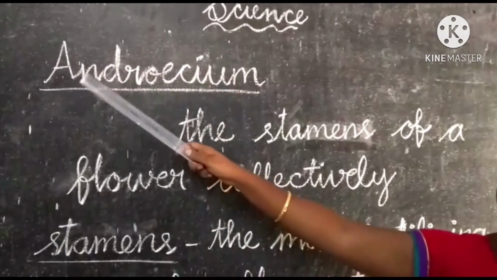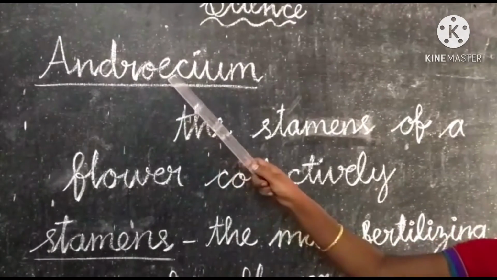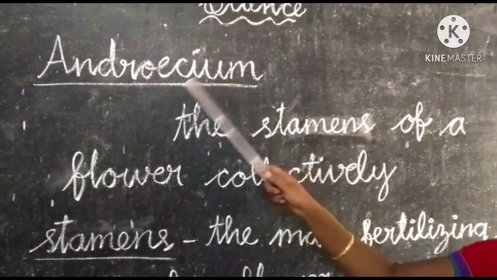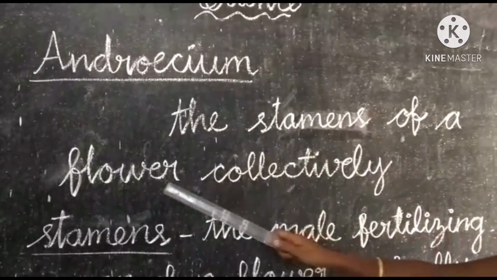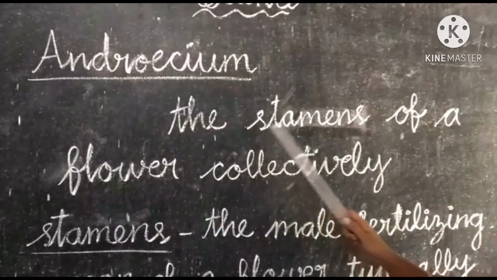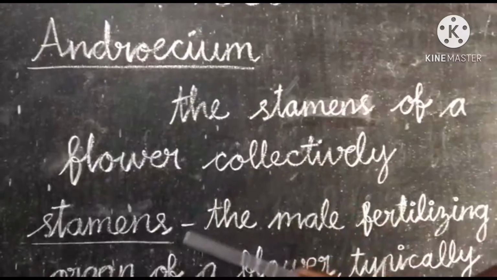Androecium. A-N-D-R-O-E-C-I-U-M. Androecium is the stamens of a flower collectively. The stamens of a flower collectively are called androecium.